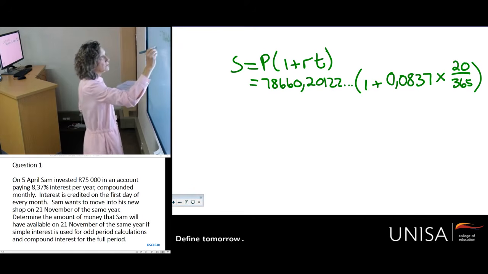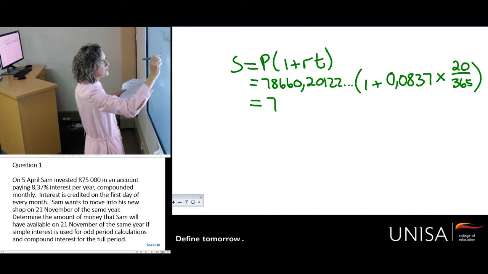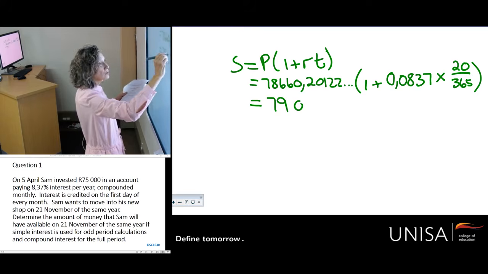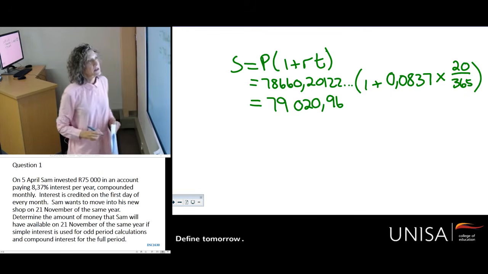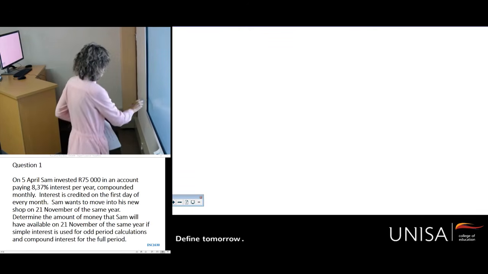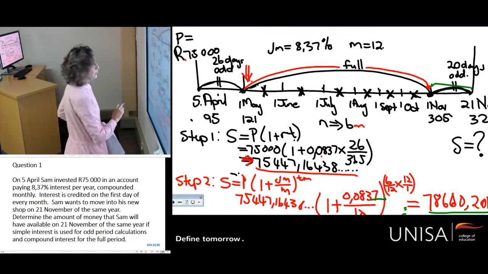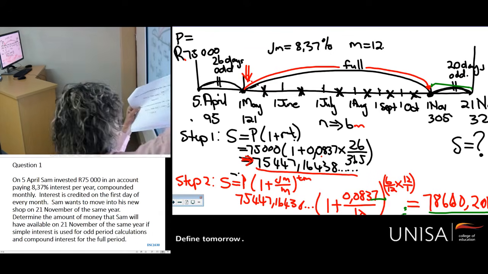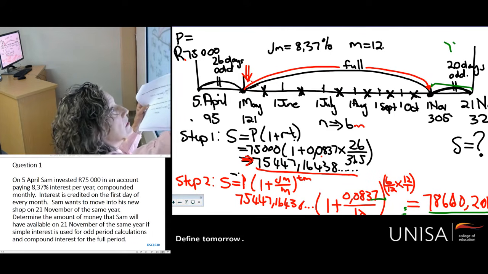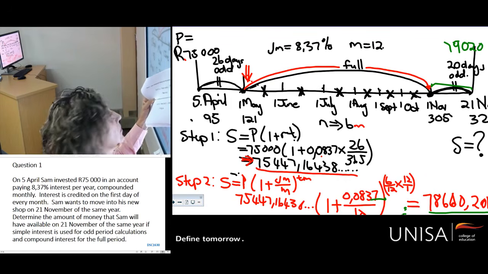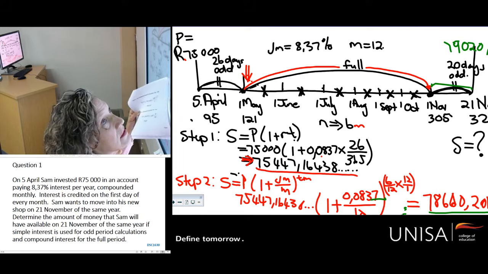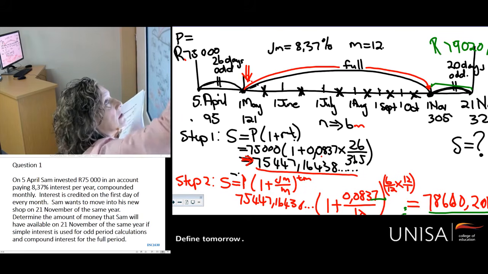Right, and if you work that out, that will give you 79020.96. So if you calculate that, that is the answer that you will have. Let's just go back to our previous one. Over here, it's 79020.96. And that is our answer.